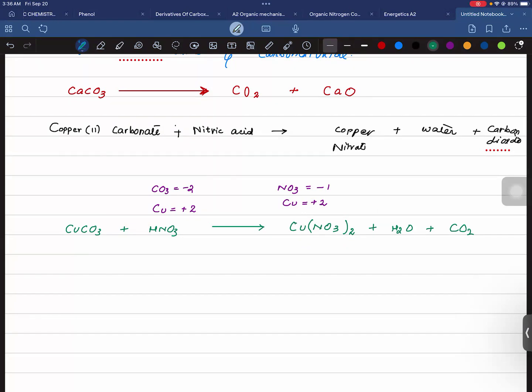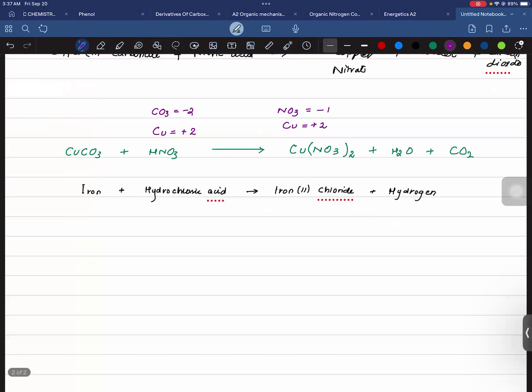Okay, now let's suppose you have iron plus hydrochloric acid, and they are going to produce iron 2 chloride and hydrogen gas. So what do you think the answer should be? It's Fe, and then HCl, sorry, HCl.